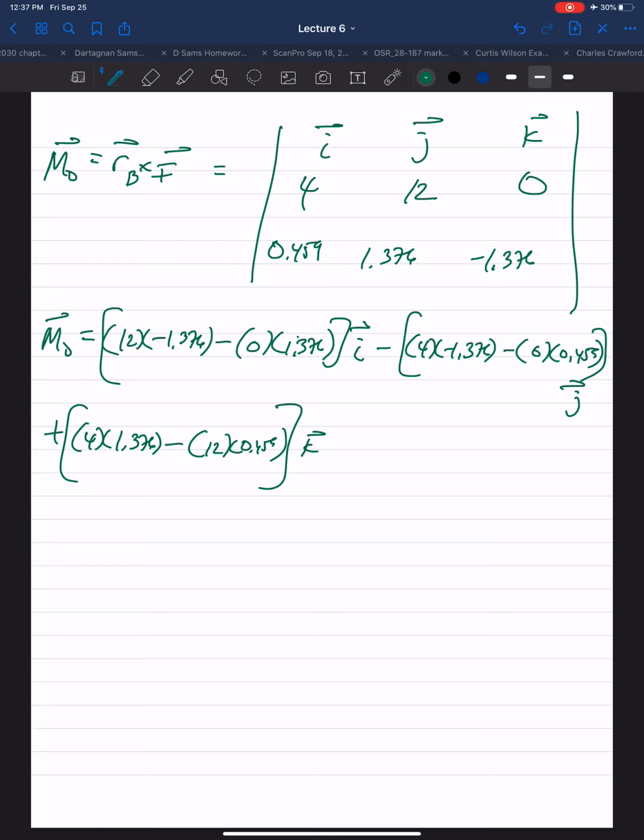And this gives you the same answer, which proves what we've been saying, that any position vector that touches any point on the line of action of the force works.